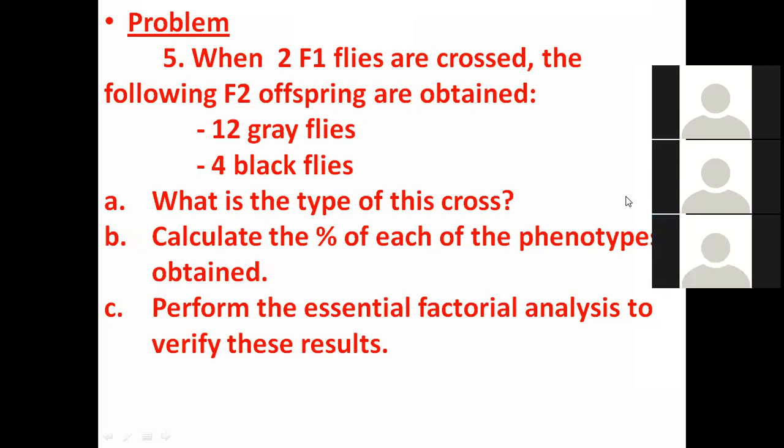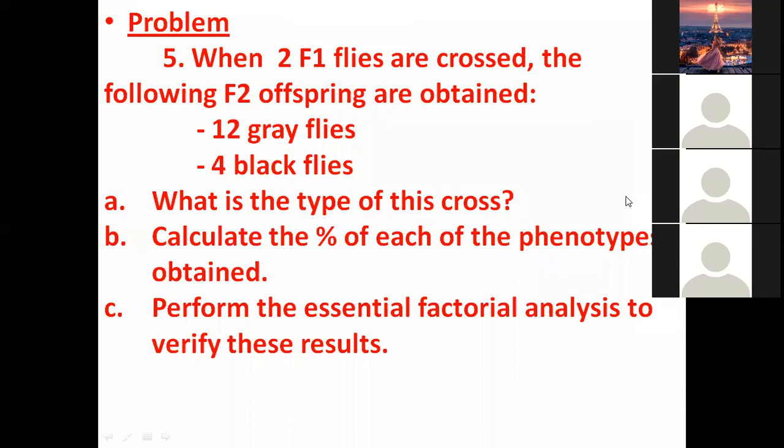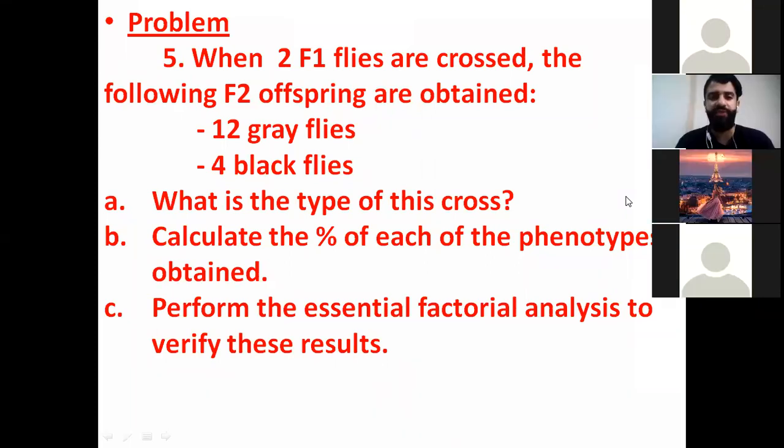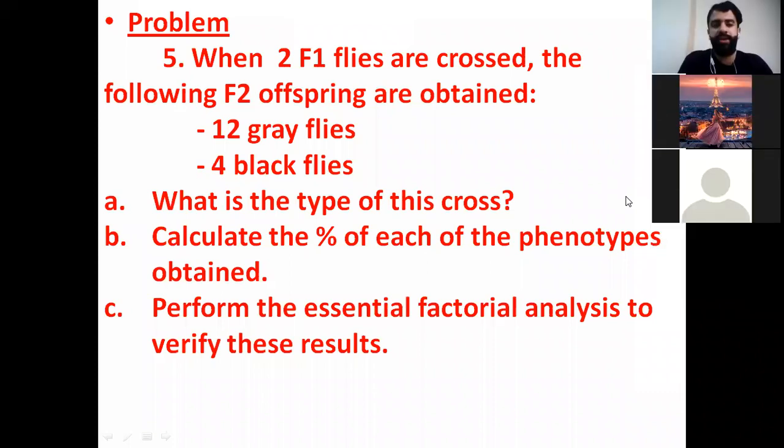Good, good. Mariam, what do you think? Self-cross. Thank you, Mariam. We cross 2 F1 individuals. This means that this is a self-cross, F1 with F1. So we solved this hundreds of times before. F1 cross with F1, this is a self-cross.